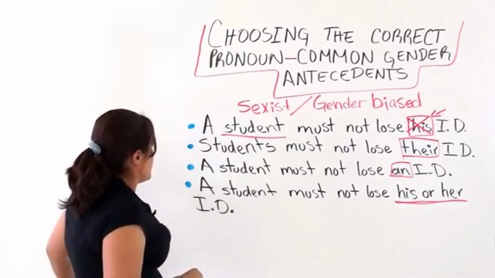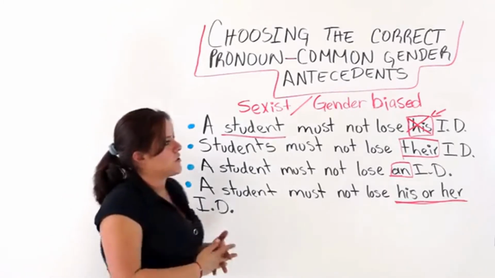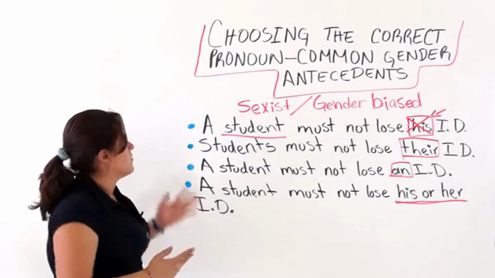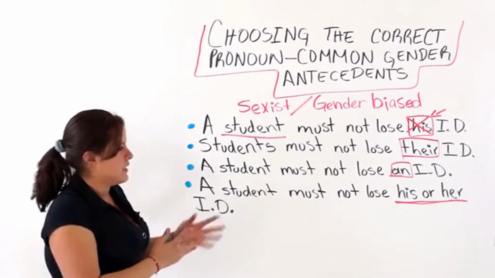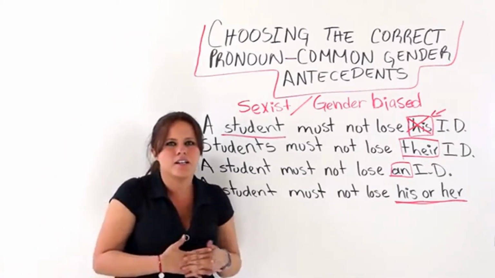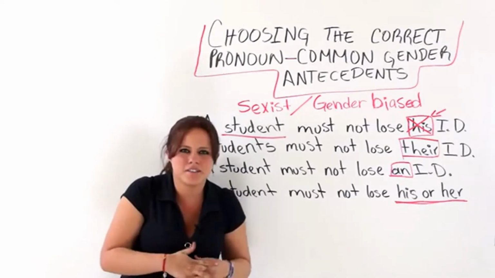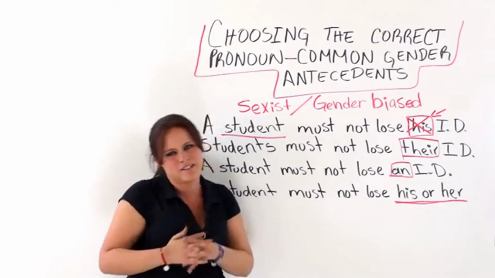So you could say students must not lose their ID. Or a student must not lose his ID would be wrong. An ID would be correct. Next I will give you some practice sentences and examples so that you can practice along with me.